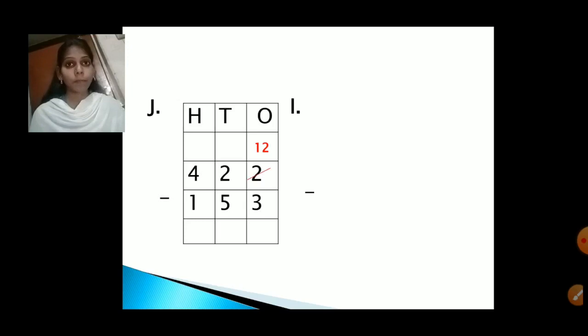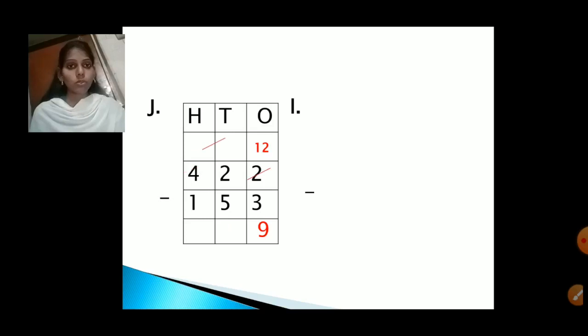12 minus 3. Yes, we will start the counting from the 3. It means after the 3 till 12. 4, 5, 6, 7, 8, 9, 10, 11, 12. 12 minus 3 equals how many? 9. So 9 we will write under the ones place. Now we took 1 ten from the tens column. So what will we do? We will change 2 into 1.